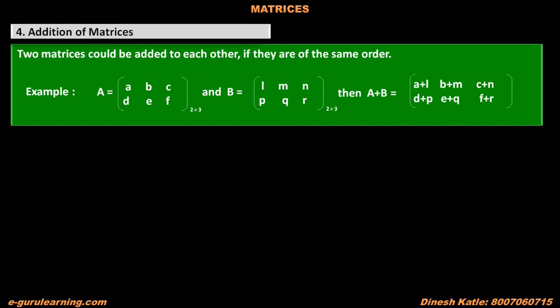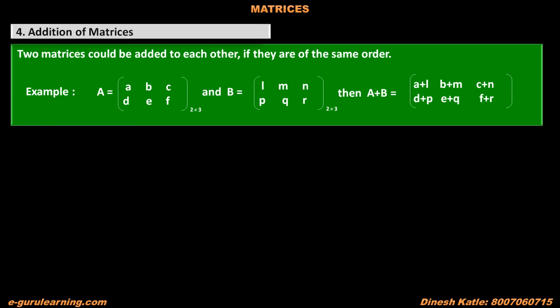Then addition of these two matrices A and B, that is A plus B, is equal to addition of corresponding elements, a plus l, b plus m, c plus n in first row, d plus p, e plus q, f plus r in second row.